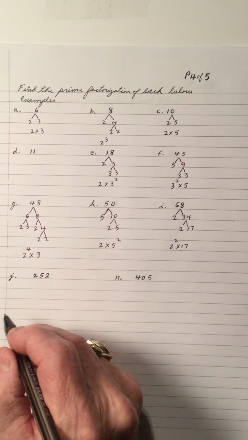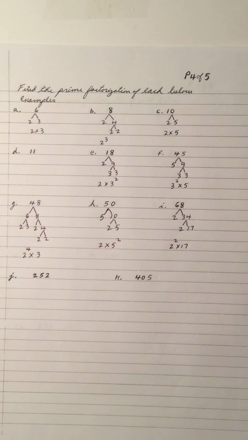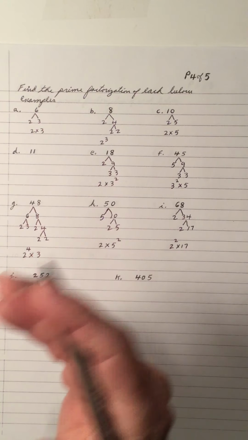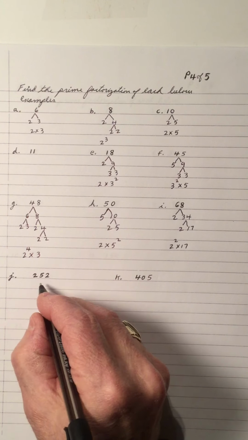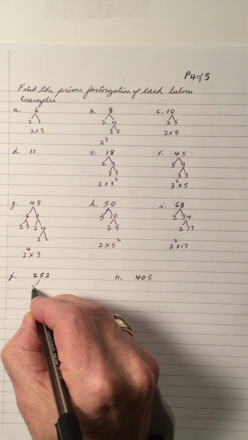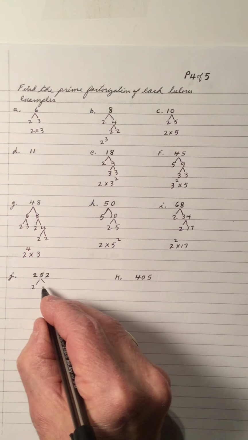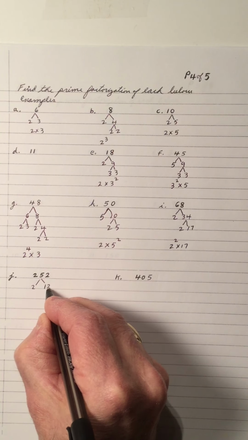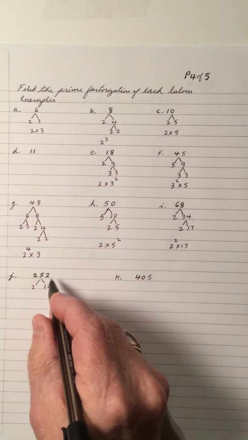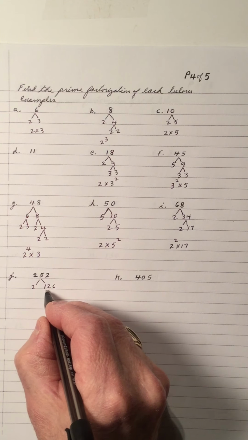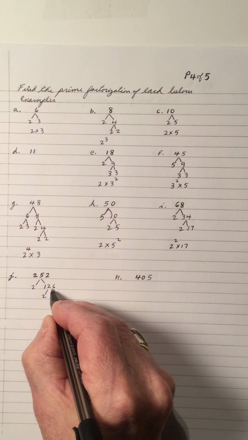252, notice it's even, a big number now. So you still go with the divisibility rules, primes, and things like that. If it's even, keep going with an even number until you break it down, if you want. So go with 2 times what? Well, 252 divided by 2 is 126. Again, 126 is even, so go with a 2 again.